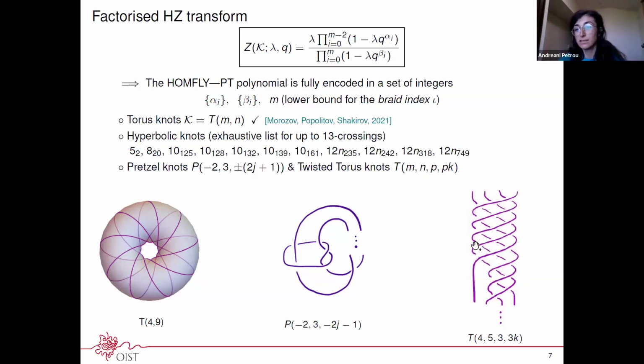Here I drew a braid, which up to this point corresponds to the torus knot T(4,5). But these extra integers tell us to take the last 3 strands, for example, and introduce k full twists. And here I just draw one, so that the closure of this braid would be the twisted torus knot.